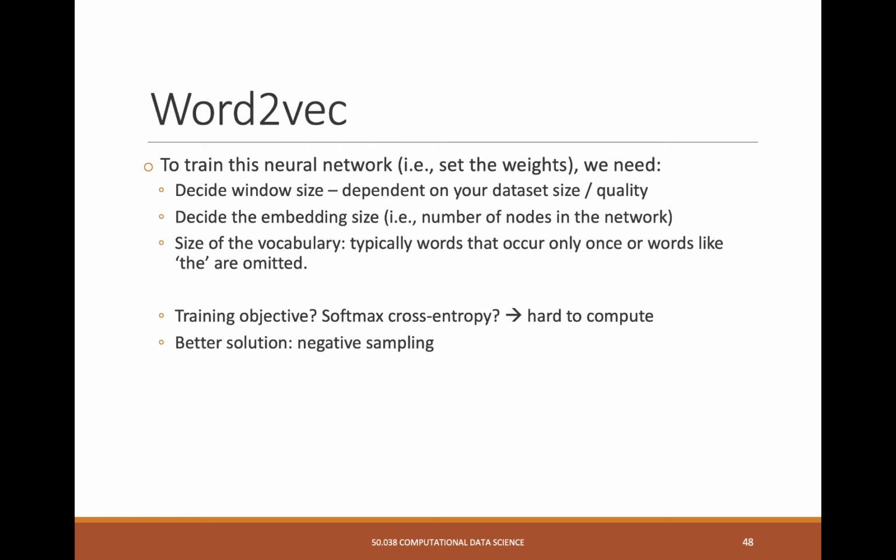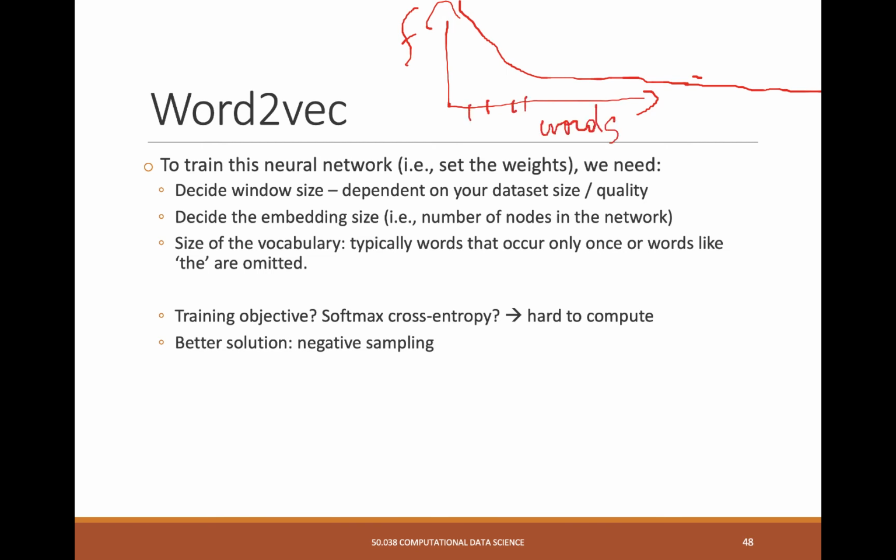Now, often when you have a look at the frequency of occurring words in your dataset, you'll see something like this. Okay, and this goes on for a really long time. So what do we have here? The frequency, and here we have each word. So what does this mean? It means there's a few words that occur very, very often, and then there's a lot of words that appear only once.